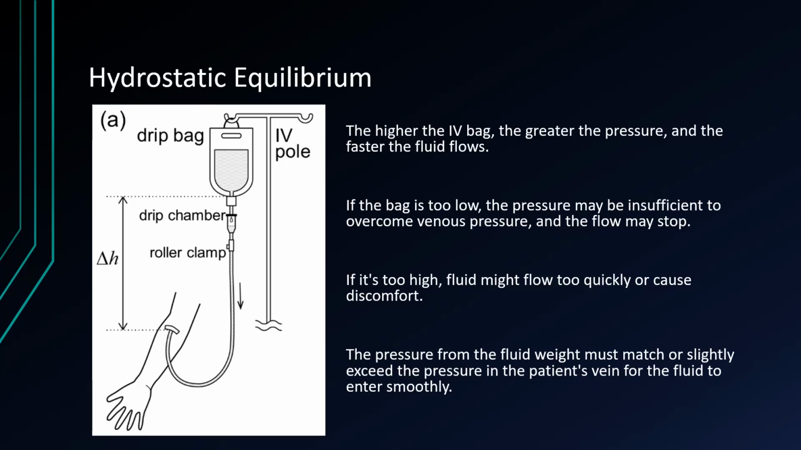So an example of this would be like an IV bag, right? The higher the IV bag, the greater the pressure that is coming out the end of the tube and the faster the fluid flows. If the bag is too low, the pressure may not be sufficient to overcome venous pressure and the flow could stop, meaning your saline solution is not getting into the patient. If it's too high, fluid flow may be too quick and cause discomfort, or in the worst case scenario, you blow out somebody's veins. So the pressure from the fluid weight must match or slightly exceed the pressure in the patient's vein for this fluid to enter smoothly.